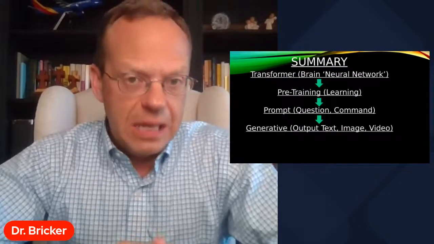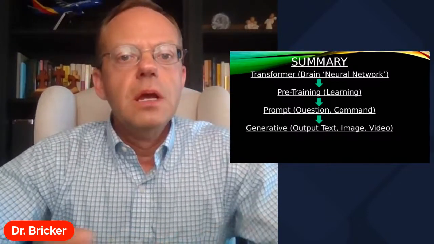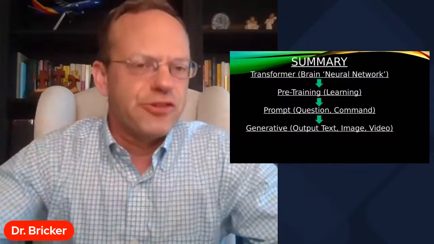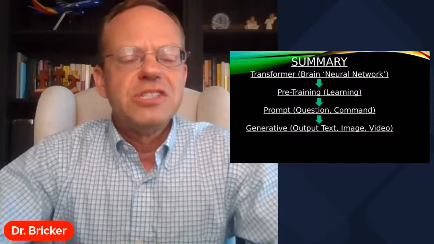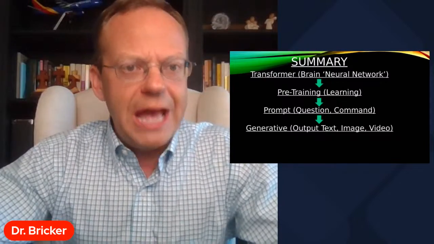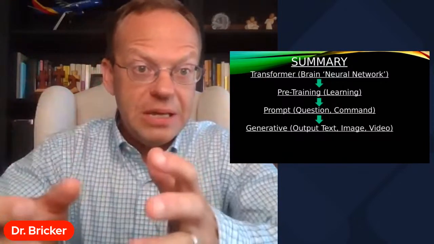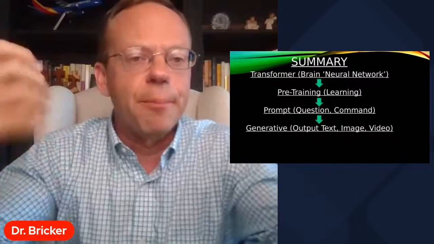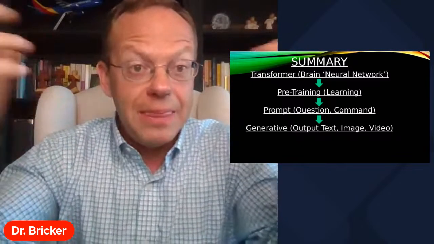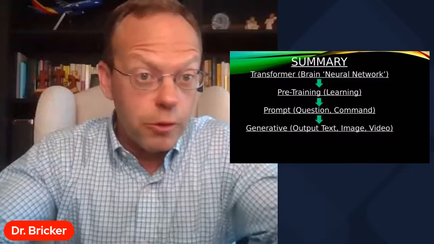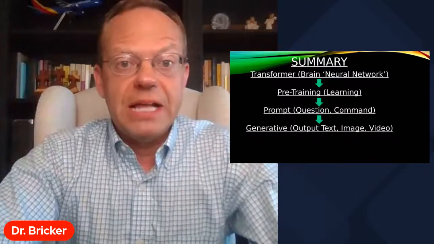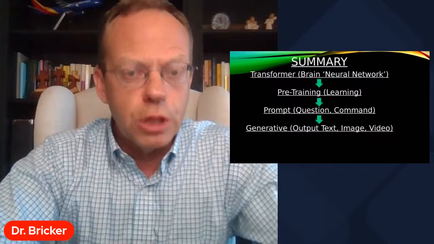So in summary, the transformer, so GPT, the letters are actually kind of backwards, right? Really it should be TPG, because you start with the transformer, because that's the brain, that's the neural network. And then just like the brain of a newborn or of a baby, that brain needs to be trained. And so that's what the pre-training is. That's what the learning is.